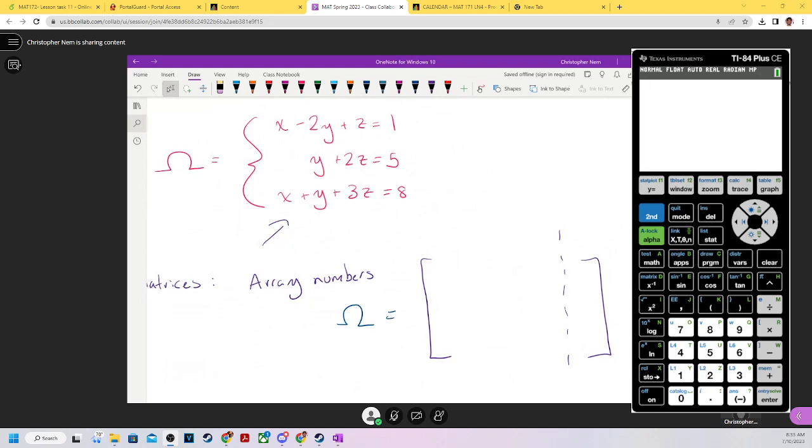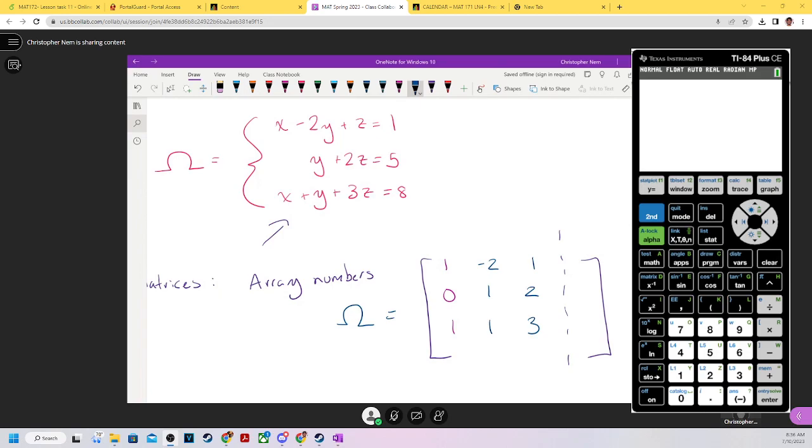So in particular, how do we represent this? All I care about are the coefficients of each variable. For the x variable, let the first column be the x variable. I have a 1, 0, 1. The coefficient for x in the first equation is 1, for the second equation is 0, and the third one is 1 as well. Now for the y variable, I got negative 2, 1, and 1. The third variable, I have a 1, 2, and 3.